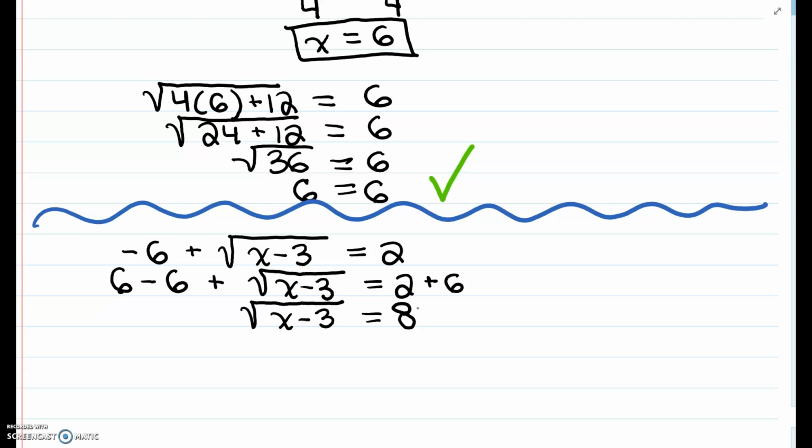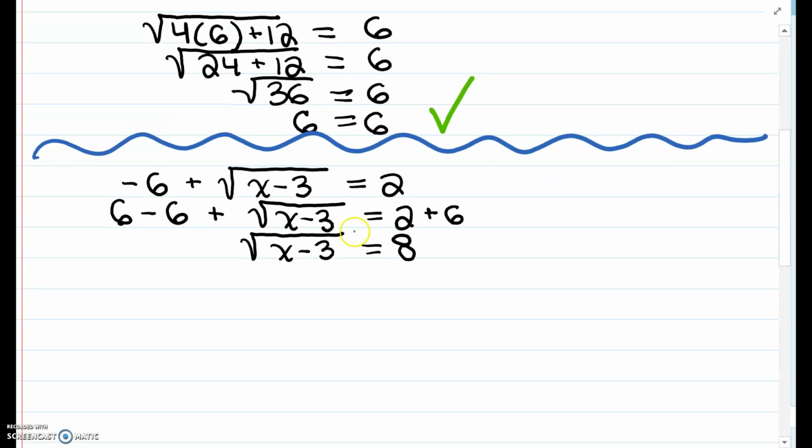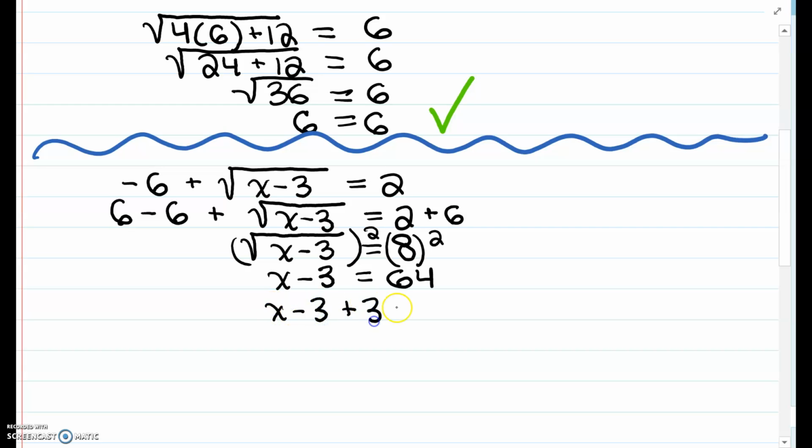First, we square both sides to eliminate the radical. And we end up with x minus 3 equals 64. We now have a regular linear equation, so we just have to solve like we normally would. We will add 3 to both sides, and we get x equals 67.